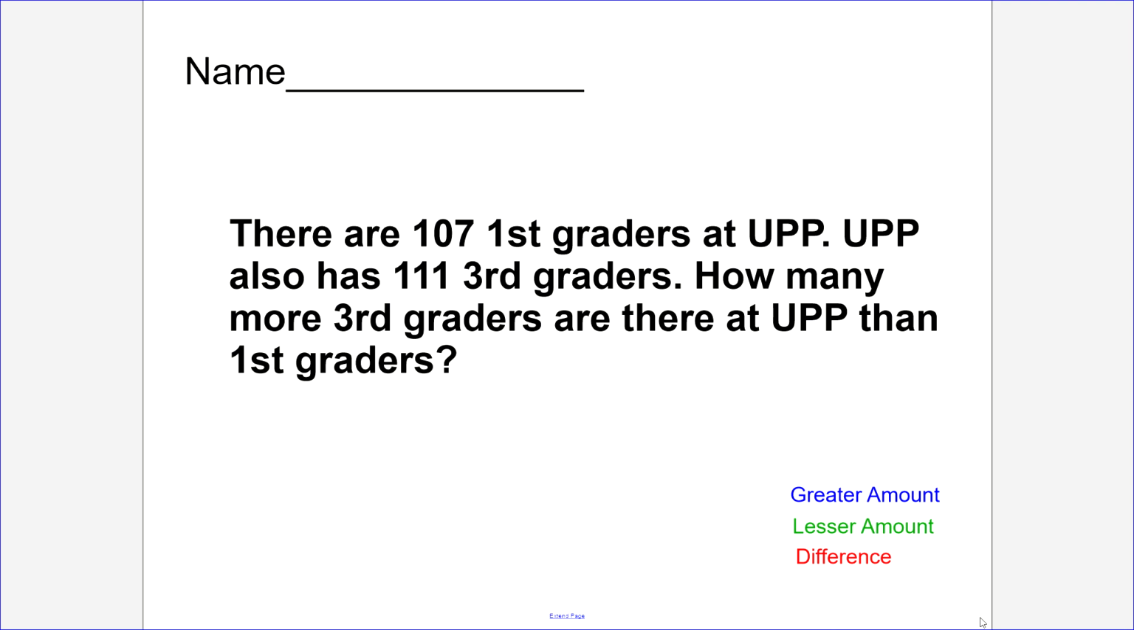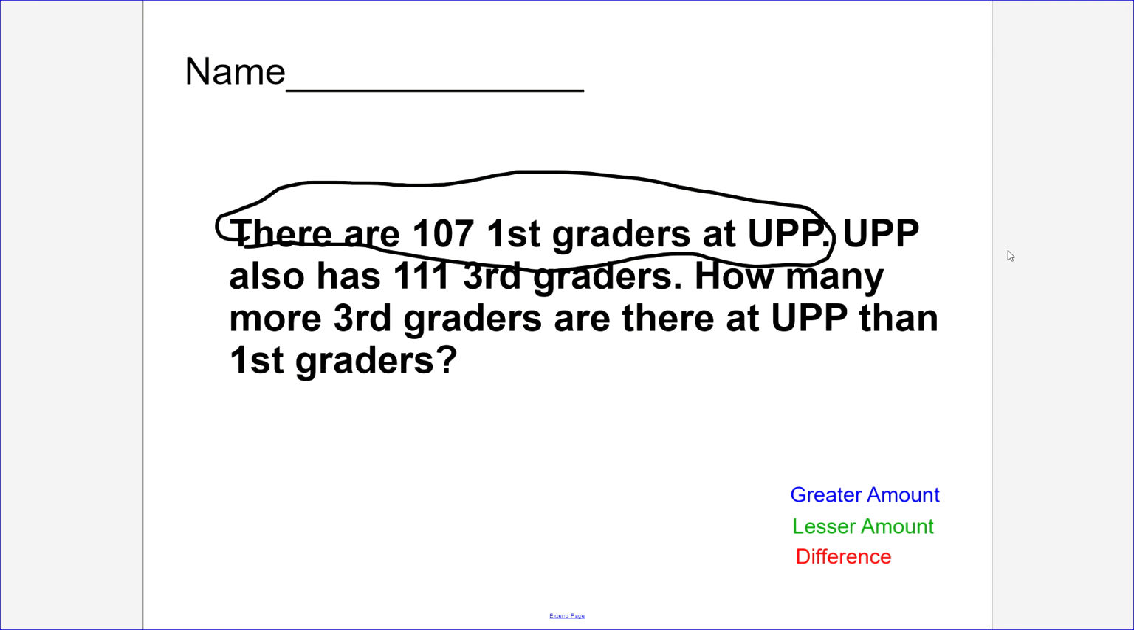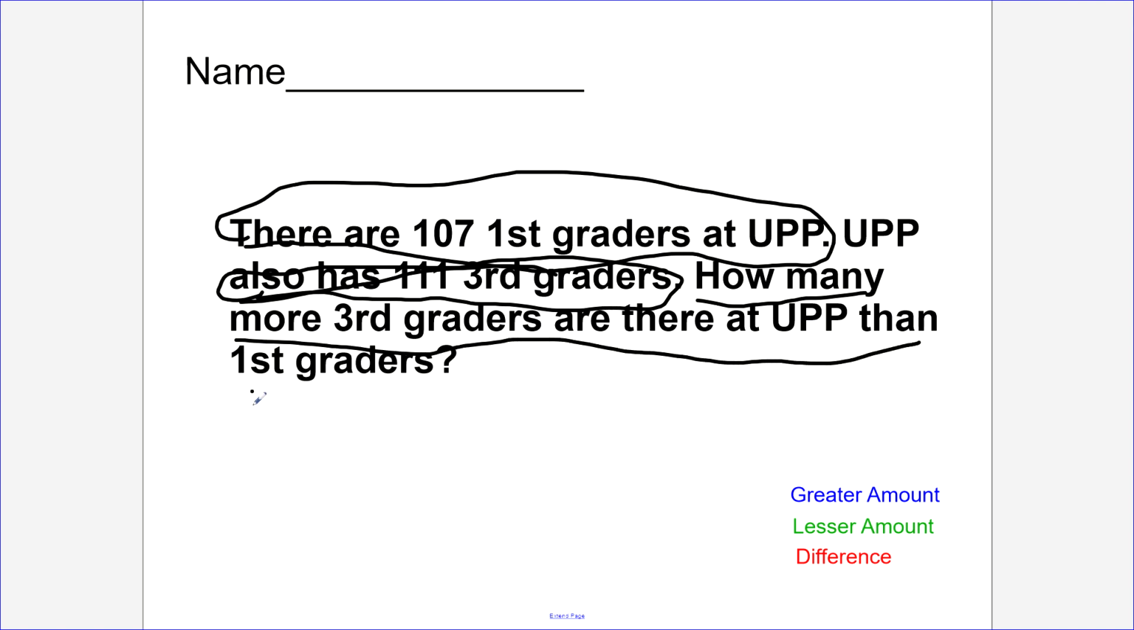I'm going to read it again, and we'll circle the information and underline the question. There are 107 first graders at UPP. That's a piece of information. UPP also has 111 third graders. That's another piece of information. How many more third graders are there at UPP than first graders? That's the question we're being asked.